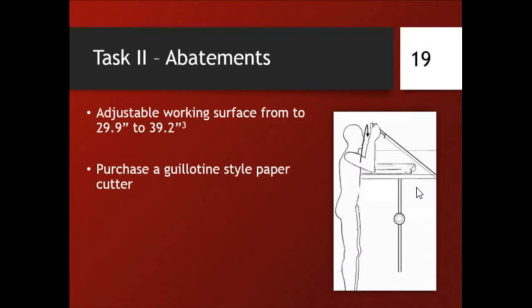The abatements here were to incorporate an adjustable work surface, just as we had for the previous task, as well as purchase a guillotine-style paper cutter. This would allow the worker to accomplish all of their cutting in one easy motion rather than 10 individual motions.